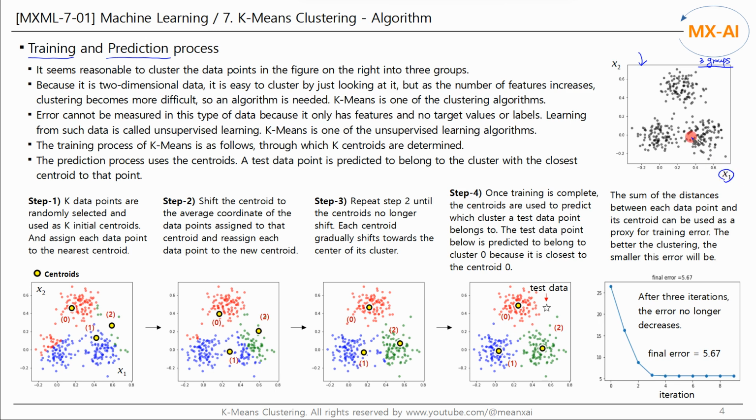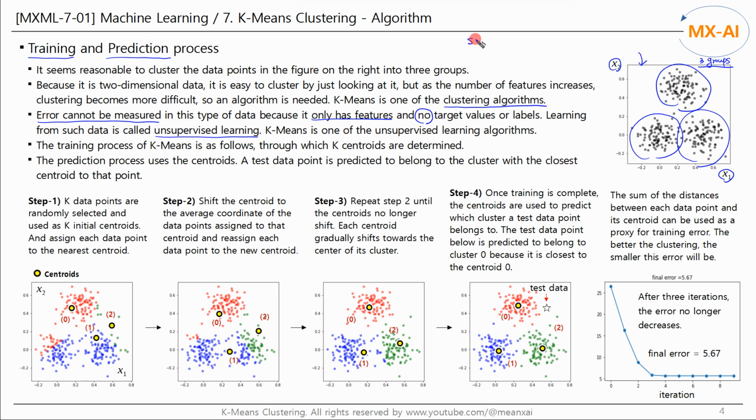Because it is 2-dimensional data, it is easy to cluster like this by just looking at it. But as the number of features increases, clustering becomes more difficult. So an algorithm is needed. K-means is one of the clustering algorithms. Error cannot be measured in this type of data because it only has features and no target values or labels. Learning from such data is called unsupervised learning. K-means is one of the unsupervised learning algorithms.